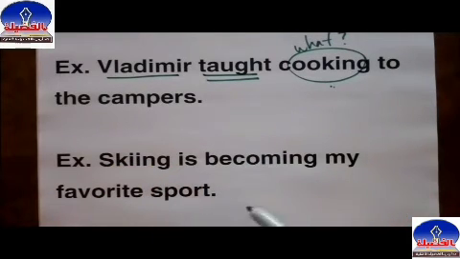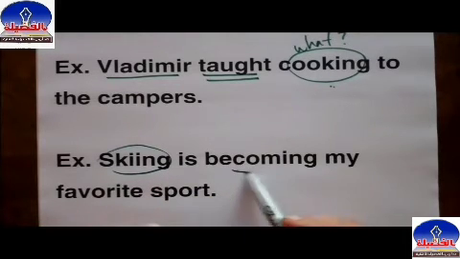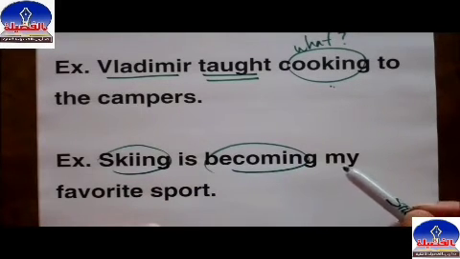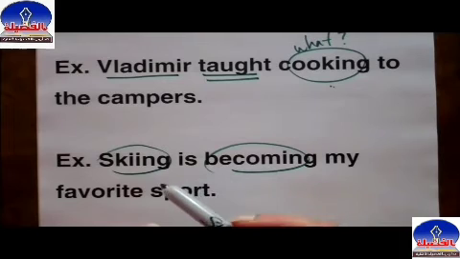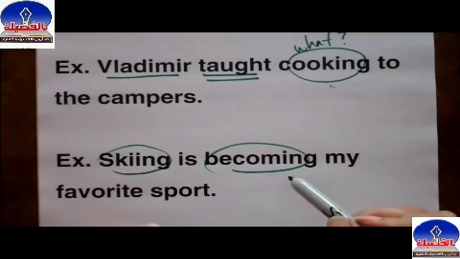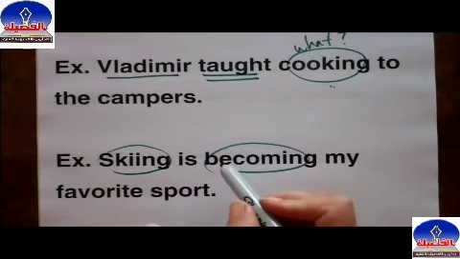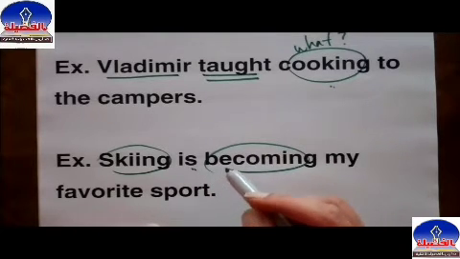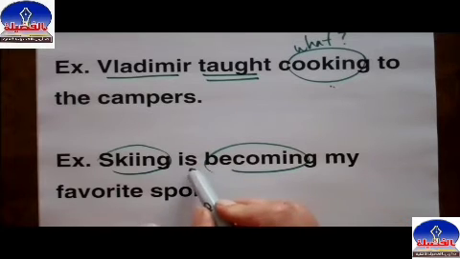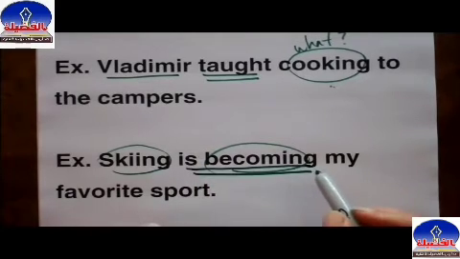Skiing is becoming my favorite sport. Once again, look for the ing word. Hopefully you'll see that there are two of them here. Skiing and becoming. Are they both gerunds? Well, we know that skiing is a gerund because it is in the subject position. What about becoming? Notice that the word is appears right in front of it. Be on the lookout for those guys. That word makes becoming part of the verb phrase.